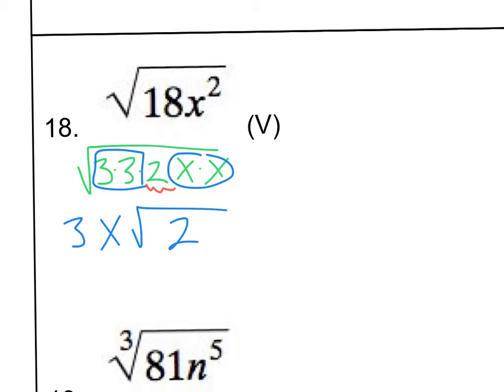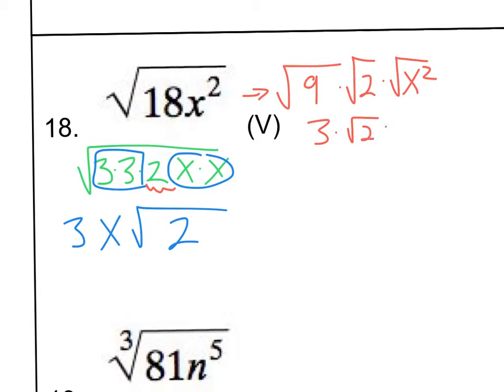Alternatively, if you happen to see this as the square root of 9 times the square root of 2 times the square root of x squared, you get 3 times the square root of 2 times x, which is 3x square roots of 2. You get the same value either way you do this.